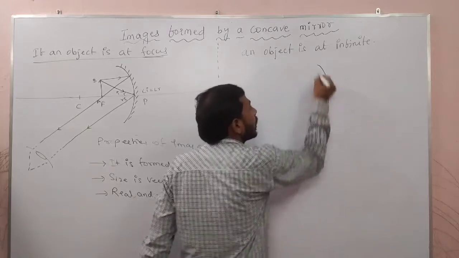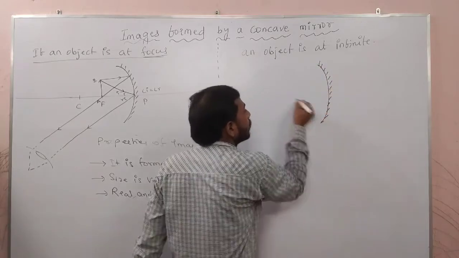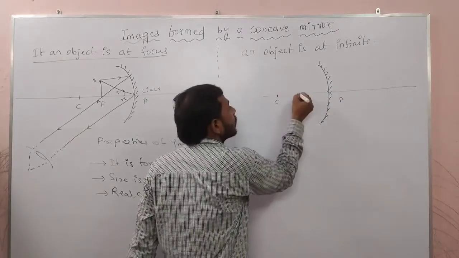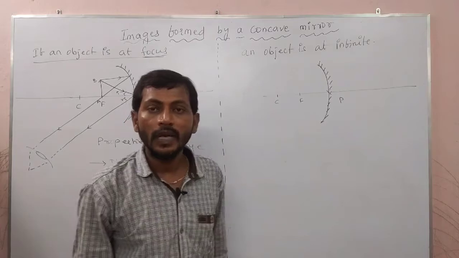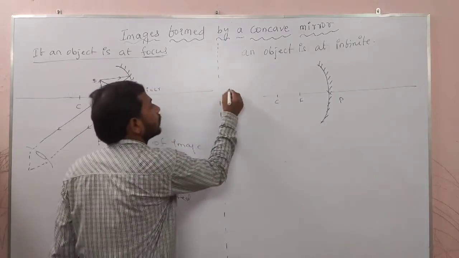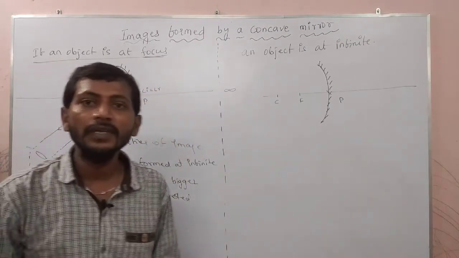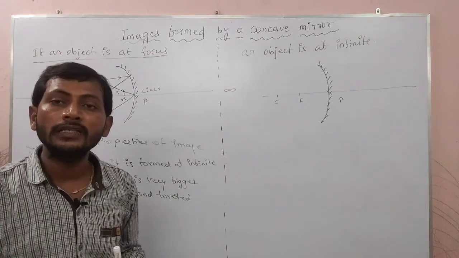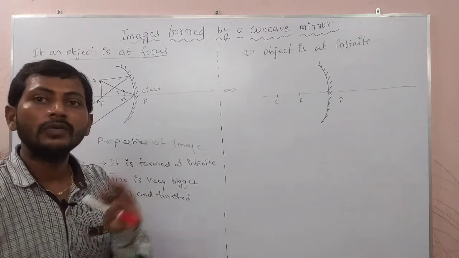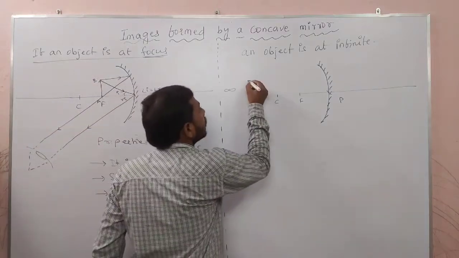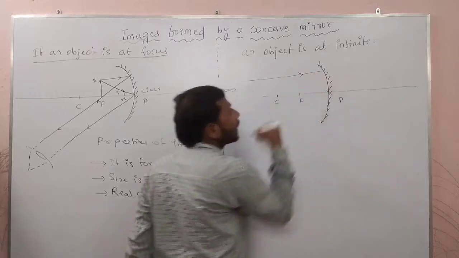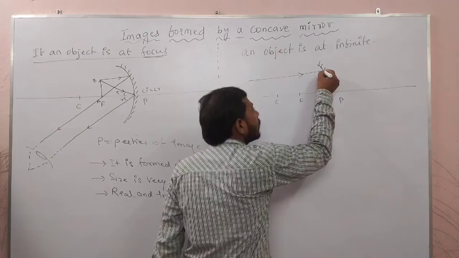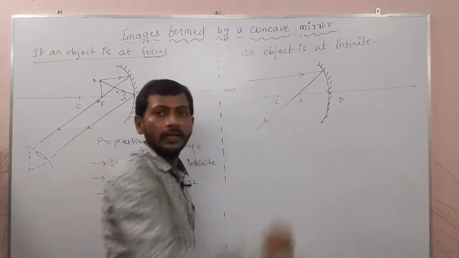I am going to make, this is the concave mirror surface, this is the principal axis, this is the pole, this is the center of curvature, this is the focus. Now where is the object? Object is at infinite. Infinite means too much far away, we are unable to see. When the object is far away, the rays are parallel to each other. Then I am going to take, the ray is coming like this, one ray is coming parallel. If the ray is coming parallel to the principal axis, it passes through the focus. This is the reflected ray.